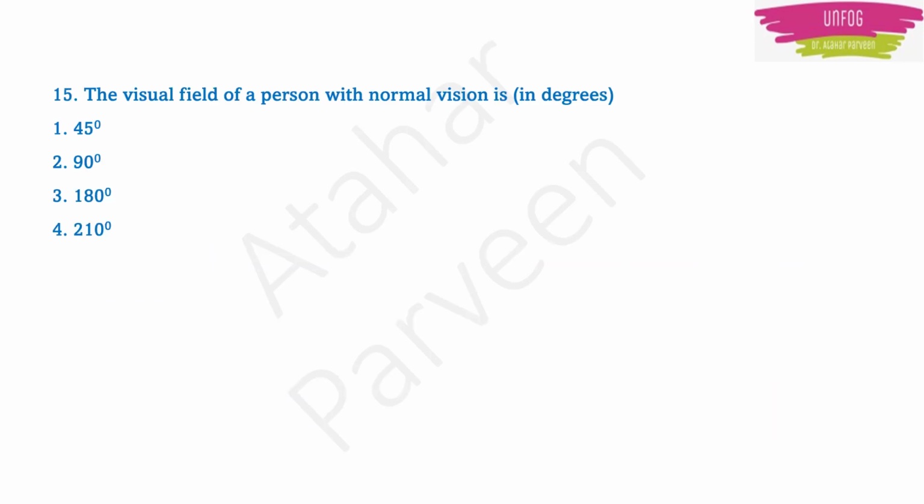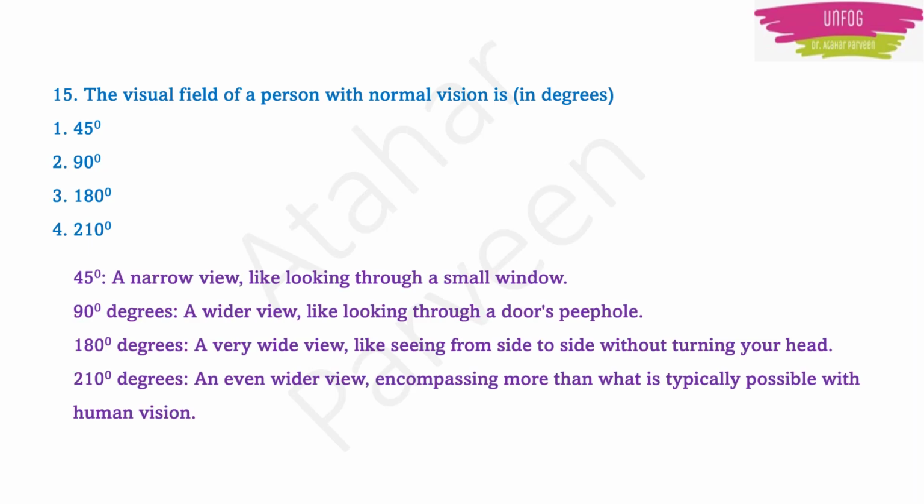Next question. The visual field of a person with normal vision is in degrees: 45, 90, 180 or 210 degrees. Actually, 45 degrees means a narrow view, like looking through a small window maybe. Then 90 degrees means a wider view, like looking through a door's peephole maybe. Then 180 degrees means a very wide view, like seeing from side to side without turning your head. And 210 degrees means, actually, it is more than what is possible with human vision.